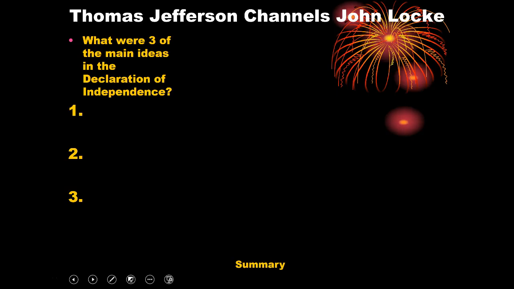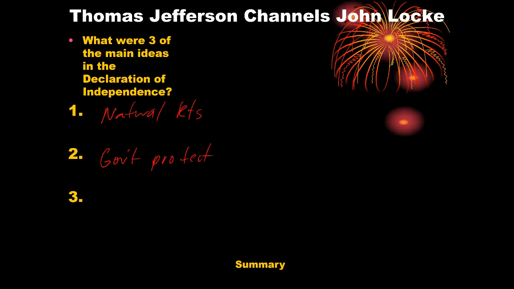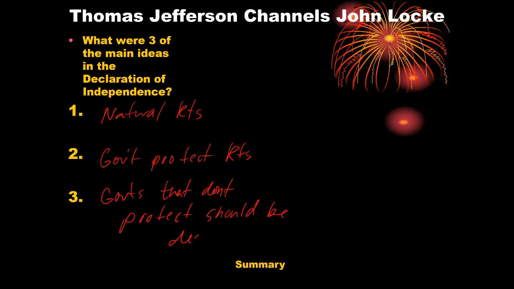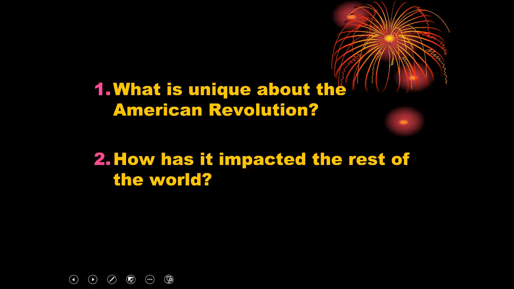So, really quickly, what were the three main ideas in the Declaration of Independence? Number one, the idea of natural rights. Number two, governments are created to protect your rights. Number three, governments that don't protect your rights should be destroyed. Abolished. Destroyed is such a strong word. Anyway, you get the idea. Let's go ahead and move on.